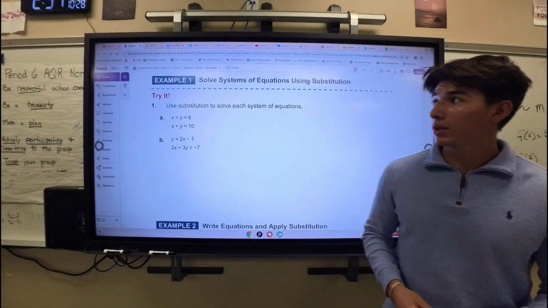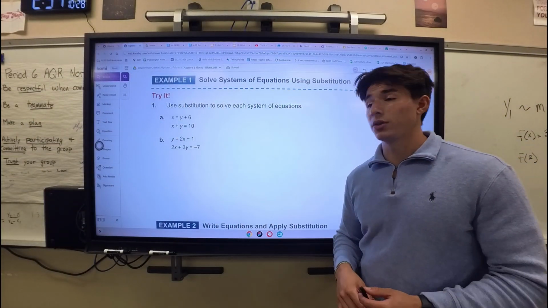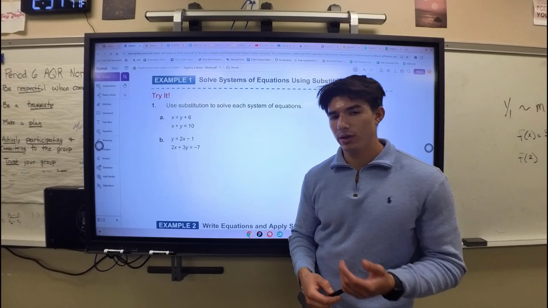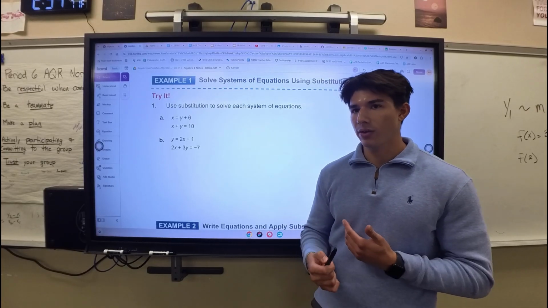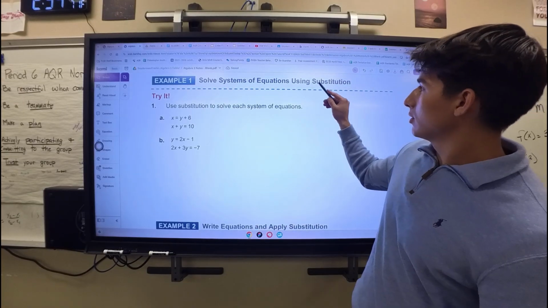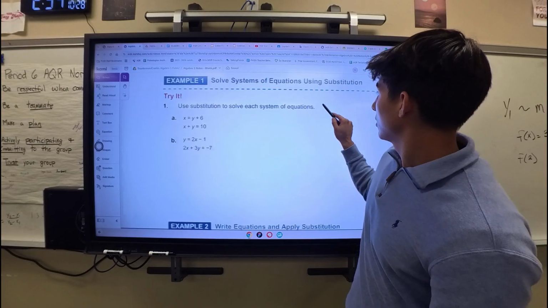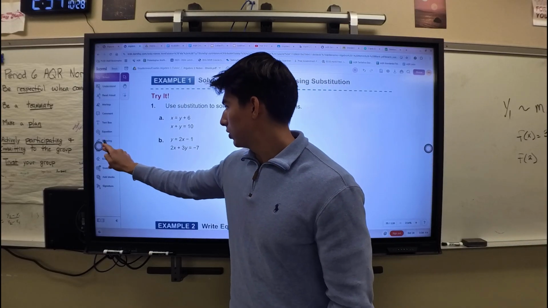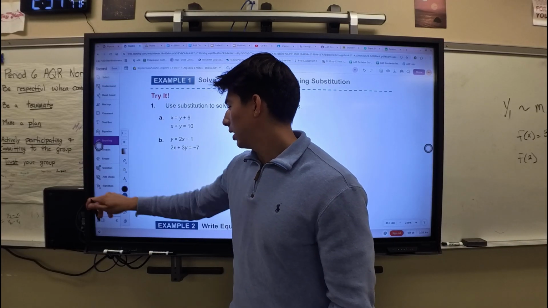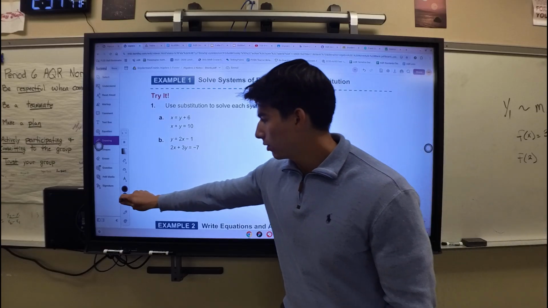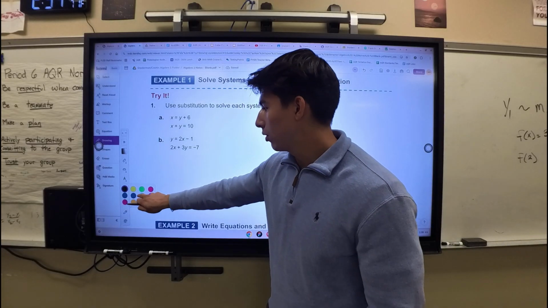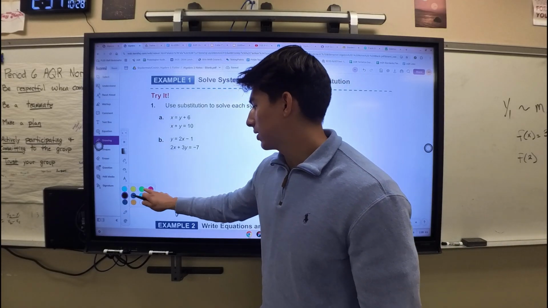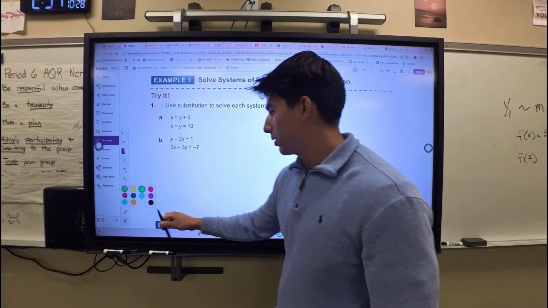Okay, so we're doing systems of equations using substitution. Previously we had done systems of equations graphically, but now we're doing the substitution method. Substitution is really just replacing one piece with something else. That's all that substitution is.